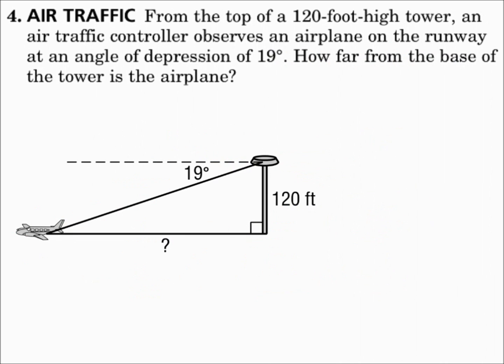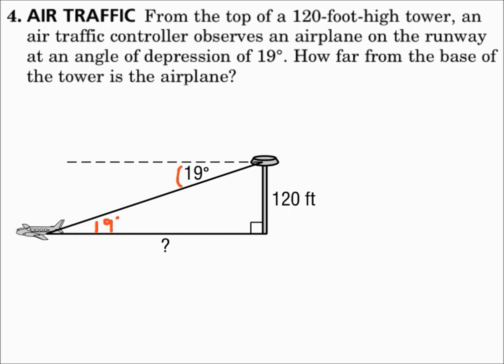Number 4. From the top of a 120-foot high tower, an air traffic controller observes an airplane on the runway at an angle of depression of 19 degrees. How far from the base of the tower is the airplane? Well, the tower is vertical. The distance from the base of the tower to the airplane is horizontal. And I have an angle of depression, which is congruent to the angle of elevation. So I can get inside the triangle by moving to the angle of elevation.